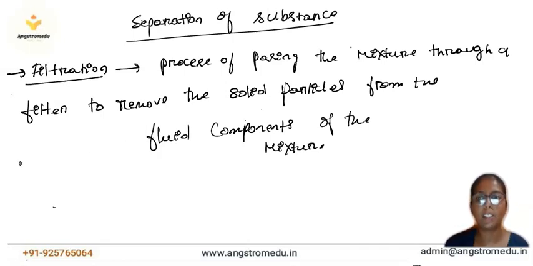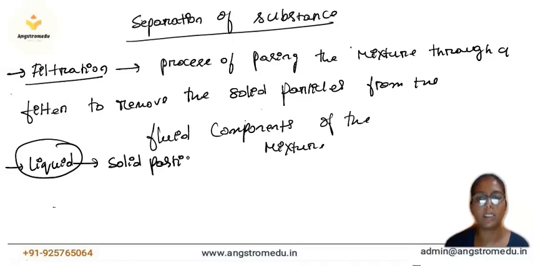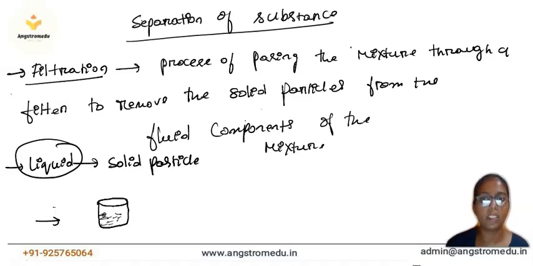Here the mixture is a liquid. It consists of solid particles also. For example, if we consider muddy water in a beaker, this is muddy water. By using a filter, we can separate the pure water from the dust particles or soil particles in the water. Let's consider another beaker.